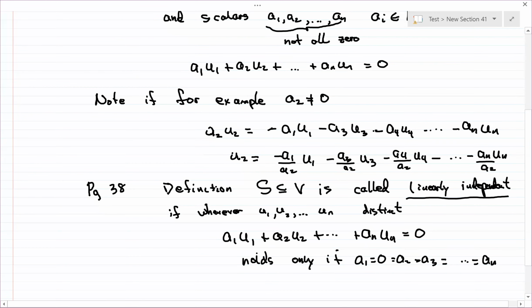Well, it's pretty clear if all the a's are 0, this will hold, but it's the only way. There's no way for this to hold when one or more of the a's is non-zero. So the only way this linear combination could be 0 is if all of the a's are 0, which is the opposite of what we defined to be linearly dependent. Then we call these vectors, or the set, linearly independent.